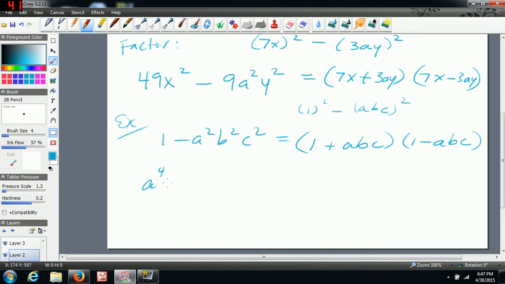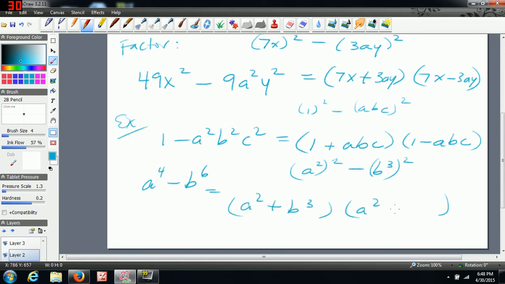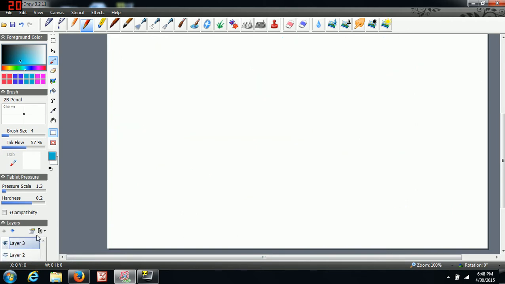If we had a to the 4 minus b to the 6, we could write that as (a squared) squared minus (b cubed) squared. So that would be written as a squared plus b cubed, a squared minus b cubed, like that. Okay. So we could do a few more examples.